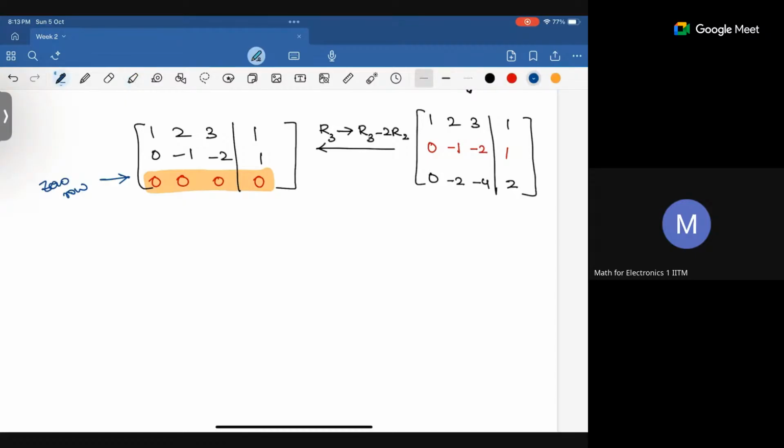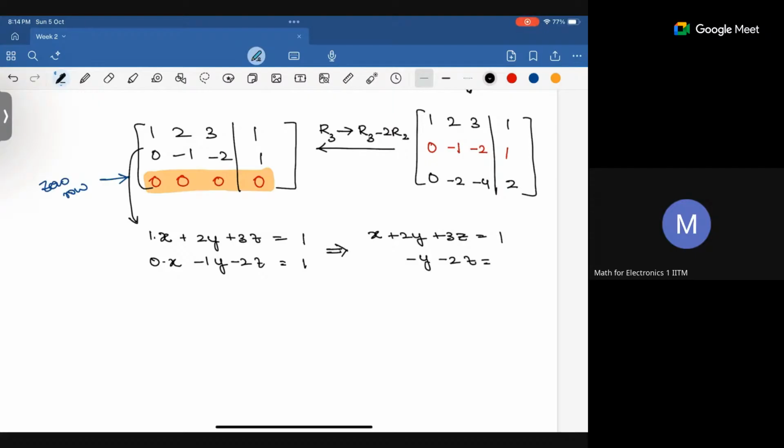Right? So if I write it back to the equation form, I'll have 1 times x plus 2 times y plus 3 times z is equal to 1, and 0 times x minus 1 times y minus 2 times z is equal to 1. And if I simplify this, I'll have x plus 2y plus 3z is equal to 1, and minus y minus 2z is equal to 1. Right, so now I have 2 equations and 3 variables to solve.